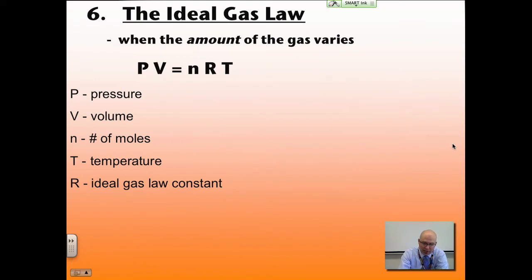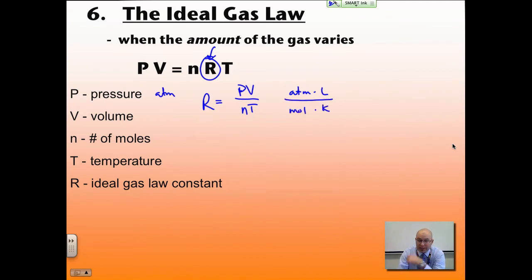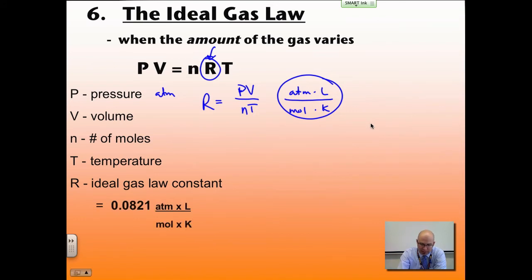And the ideal gas law constant, before I actually show you what it is, let me just show you what the units should be. If I rewrote this equation, pressure times volume equals moles times R times T, then the formula for R would be PV over NT. So if we think of pressure in atmospheres, volume in liters, moles in moles, and temperature in Kelvin, then our units for the ideal gas law constant are atmospheres liters per mole Kelvin. And that's what we have here.